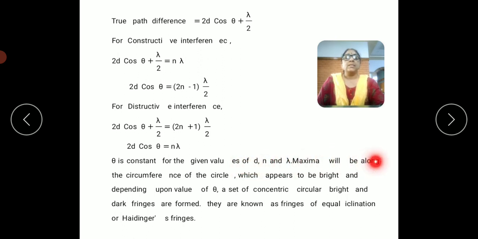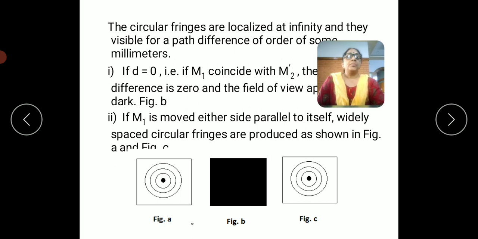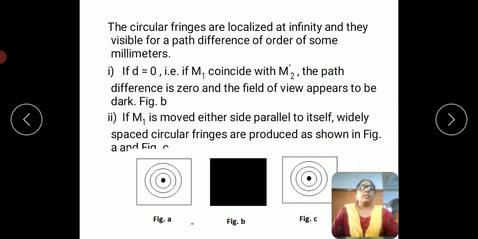Then the maxima will be along the circumference of a circle, which appears bright. The background is bright, and depending upon theta, a set of concentric circular bright and dark rings is formed, known as the fringes of equal inclination. These fringes are also called Haidinger's fringes. The circular fringes are localized at infinity, and they are visible for a path difference of the order of some millimeters.